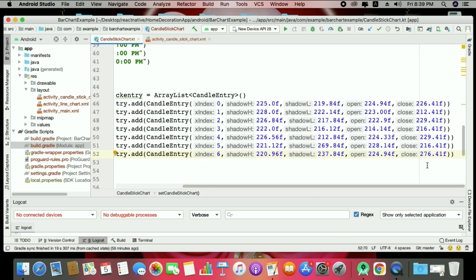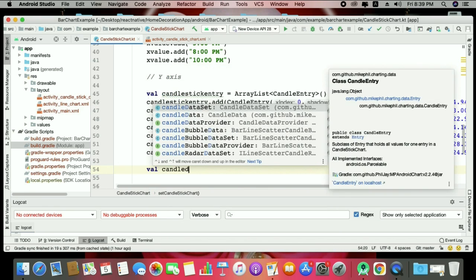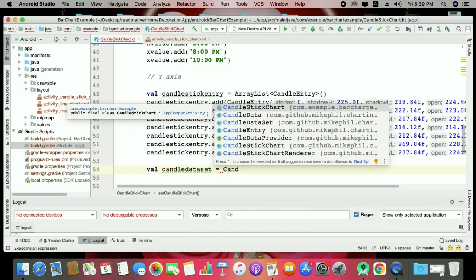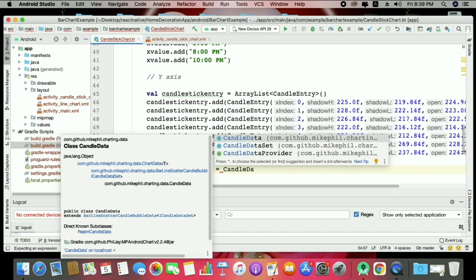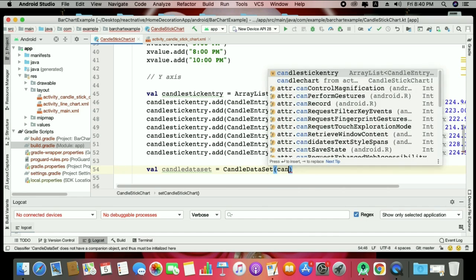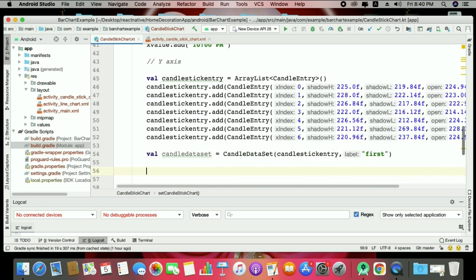7 is I think more value, so just put it 4. Okay, so just a very simple candle entries we have done. The same candle entries we have to put on your candle data, but for candle data we need a candle data set first. So you can say candle data set here, and whenever you work with that candle data set, you need candlestick entries, comma, you have to give the name to that. So that's your first, very easy.